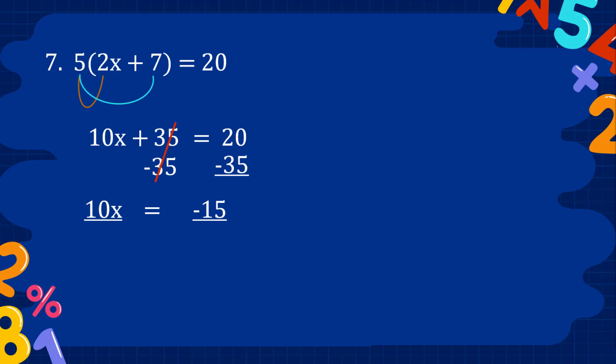Always remember the minus. Finally, we divide both sides by 10. 10x divided by 10 leaves you with x, and minus 15 divided by 10 leaves you with minus 1.5, and that's your answer.